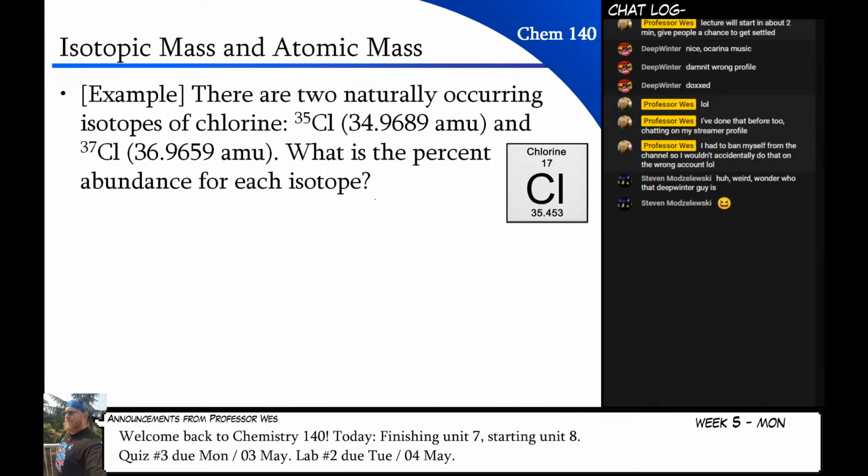Now, how this works is we're going to write out the atomic weight equation. So I'm going to say the average atomic weight will be the mass of chlorine 35 times the abundance of chlorine 35. Now, I'm just going to write 35 here, and you'll see why in a second. Plus the mass of 37 times the abundance of 37. Now, let's check off what are the things that we know. So I know this number because it's this number right here.